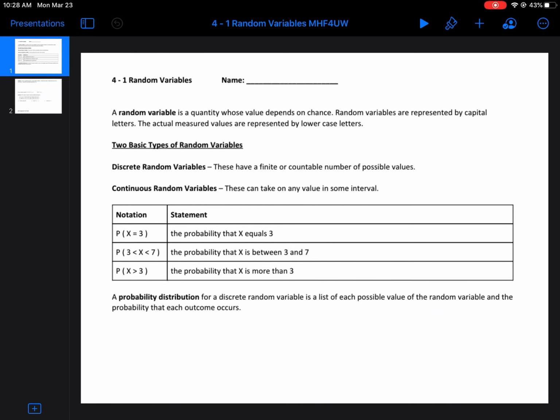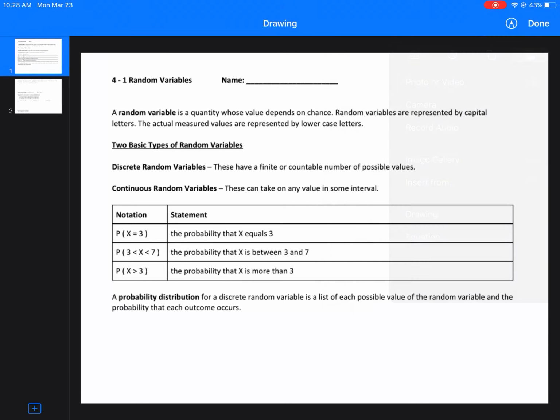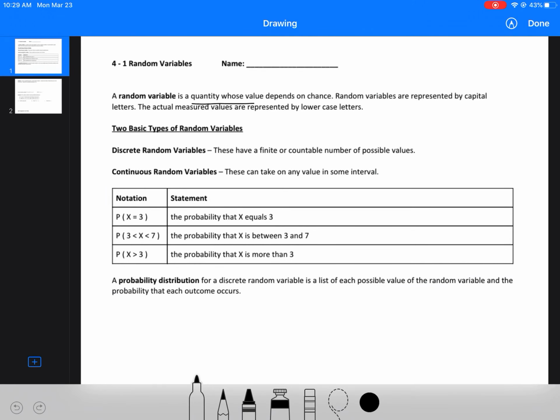This video is about random variables. A random variable is a quantity whose value depends on chance. Random variables are represented by capital letters, and the actual measured values are represented by lowercase letters.